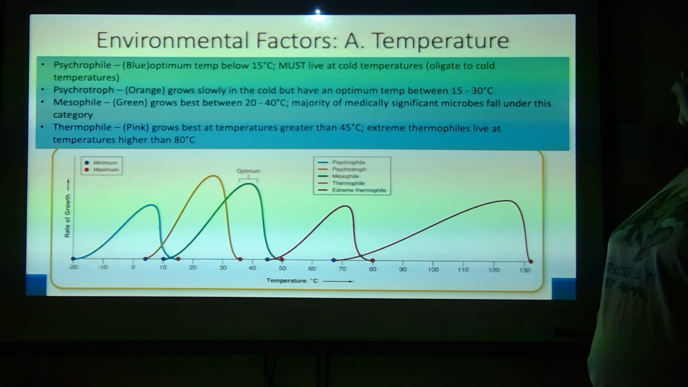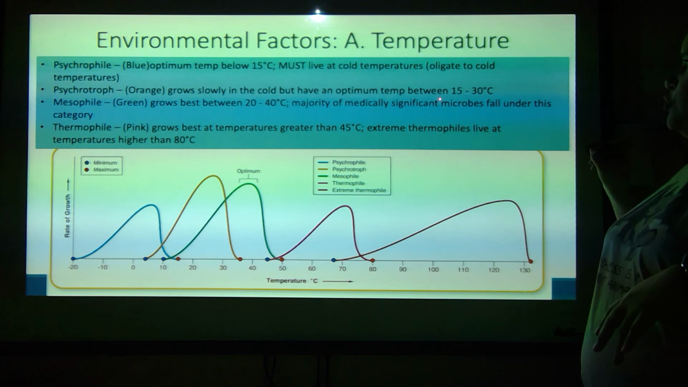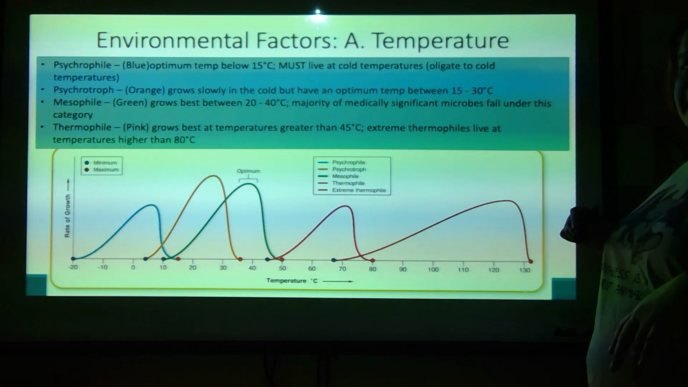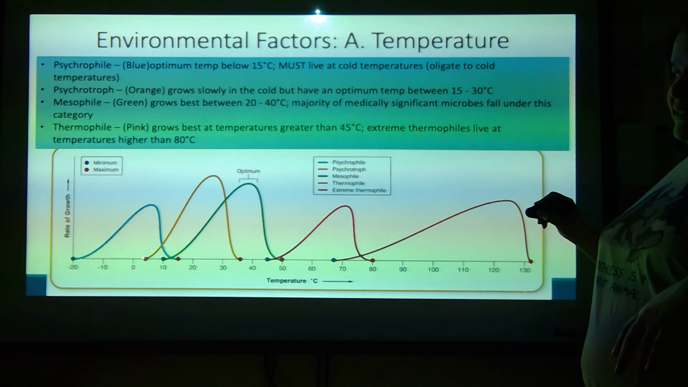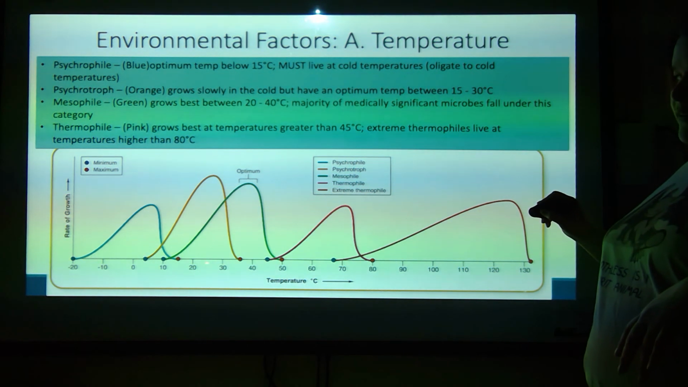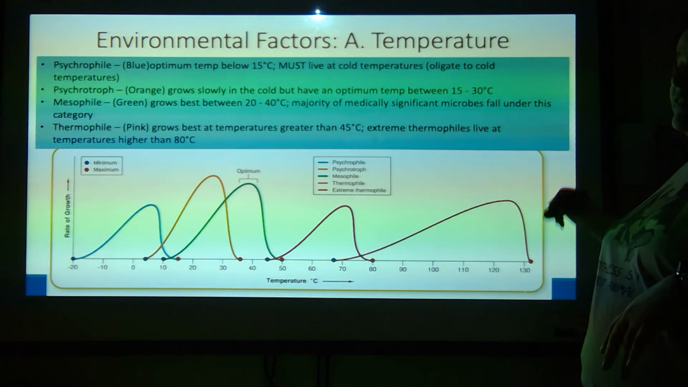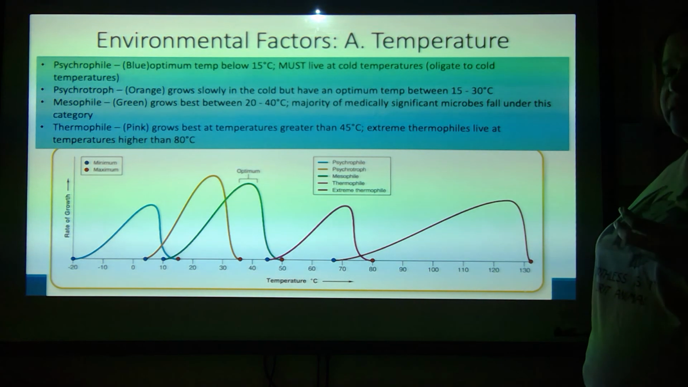Psychotrophs grow slowly in the cold, but their optimum temperature is usually between 15 and 30 degrees Celsius. Okay? So again, you can see where they're growing, but it's not that great. But their perfect temperature range is usually 15 to 30. That's where the top of that arc is. Okay?